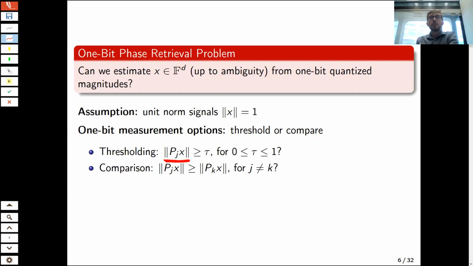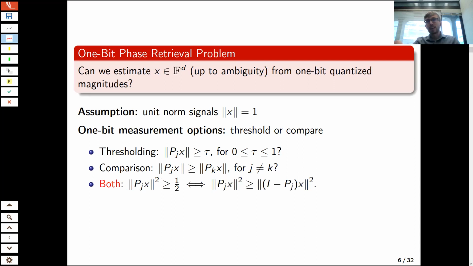On the other hand, I could compare 2 magnitudes of projections. I could say, which one is bigger? Is PJ bigger or not, right? That's my yes or no. Is PJ bigger than PK? So these are 2 natural ways that we could quantize the phase retrieval measurements.